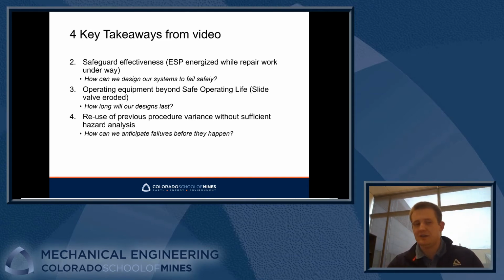Okay, and then the last one here is they reused a previous procedure variance without sufficient hazard analysis. So you notice in the video they talk about how they just pull some old variance off the shelf and assume that it would be fine without looking at the current situation they were facing, which was similar to what they did before, but not exactly the same, and it resulted in a bad outcome. So the question that this points to is, how can we anticipate failures before they happen? And that's really the main point of FMEA: we're trying to anticipate these failures and plan for them before we let the failures actually happen.